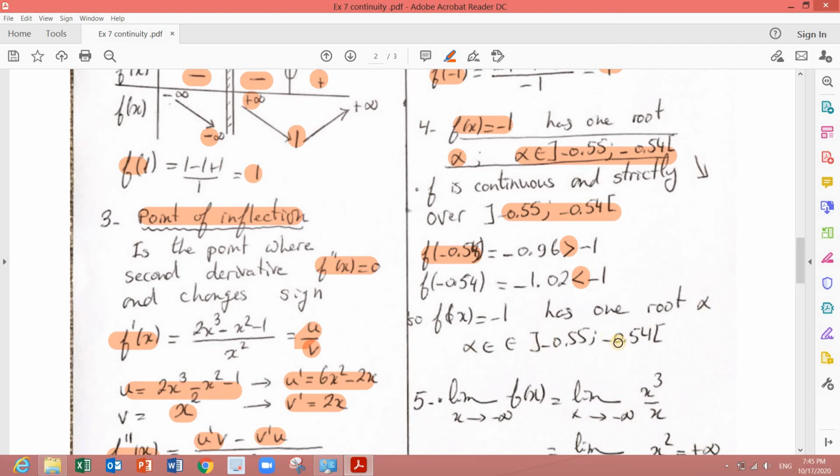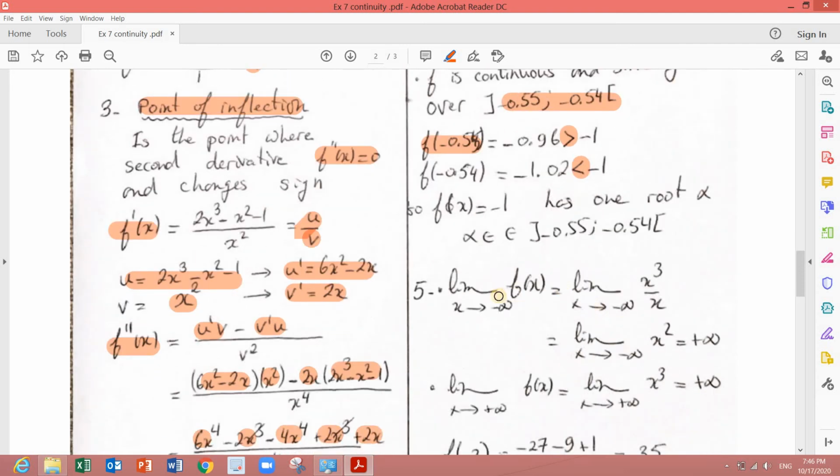It is a rule to show f(x) equal k has 1 root. We have to show f is continuous and monotone over the given interval. I find f(a) should be less than k and f(b) greater than k.